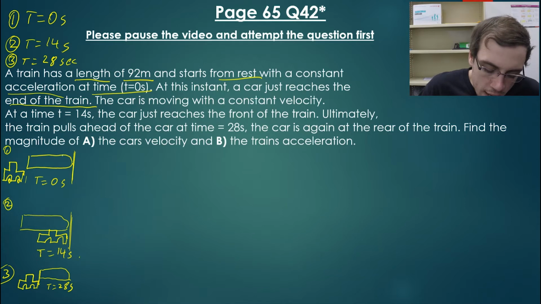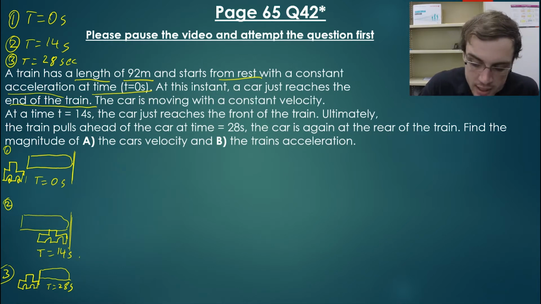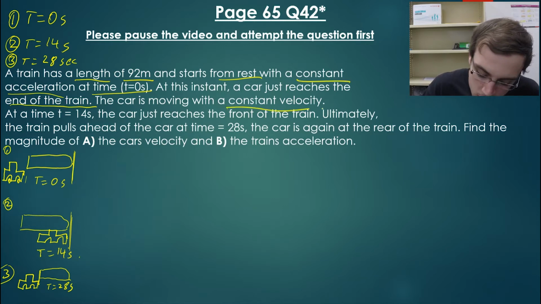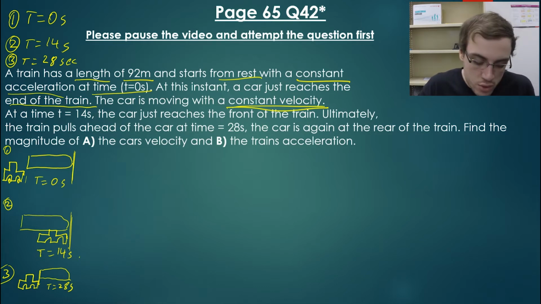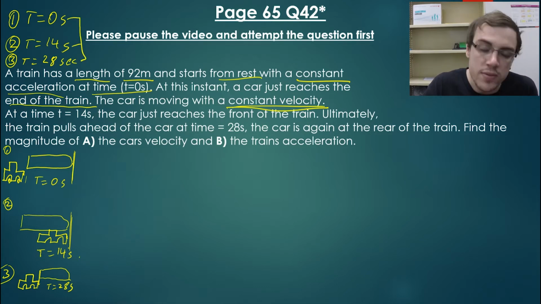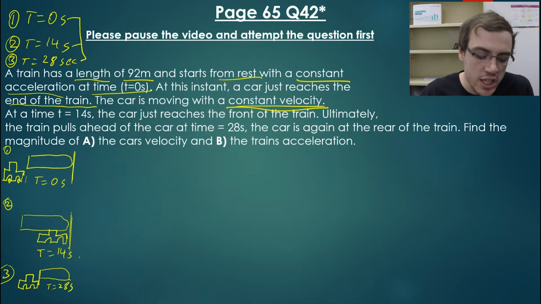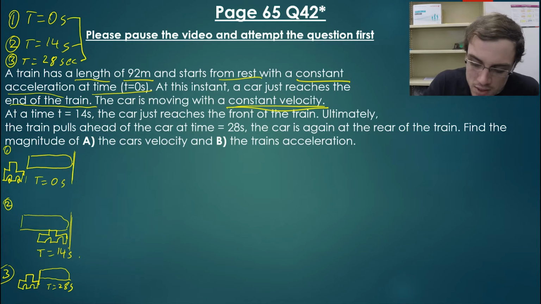So we need to find the magnitude, how fast the car is going, and the train's acceleration. Now the big thing here is that the acceleration and the velocity are constant. So throughout these 3 different time intervals, the velocity and the acceleration don't change. It means that we can interchange these 3 scenarios to get our final answer, which is very good for us. But we don't have enough information in part 1, so I'm going to move on and look at part 2.